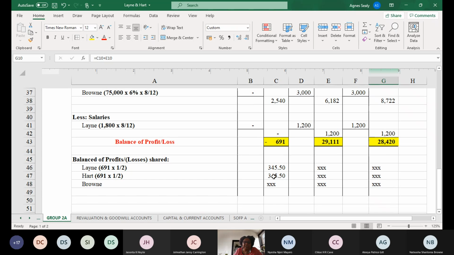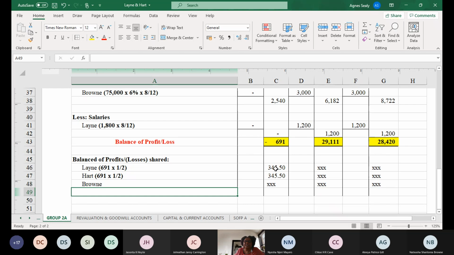So if you're rounding, it means that one person will have to be 346 and the other person will have to be 345. That's what will have to happen. So if you want to do that, I can do that. I can say, well, Layne is 346 and Hart is 345. But right now, so we can do that. Do you want me to round it? No, ma'am. Okay, good.